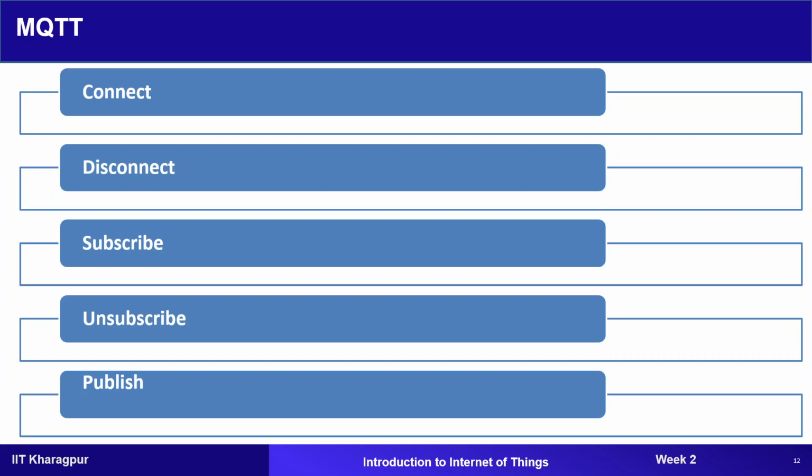The third one is subscribe. To subscribe to a particular kind of service which is provided by your publisher, the subscribe method is used, and opposite to that, unsubscribe is used to unsubscribe from the particular service. The last method used by your MQTT is publish. In this method, the service which is provided by your publisher will be published by your broker.